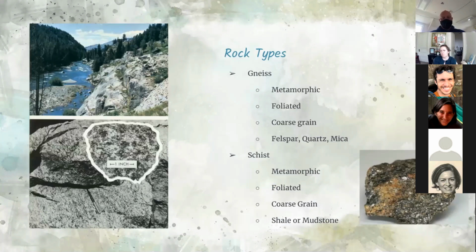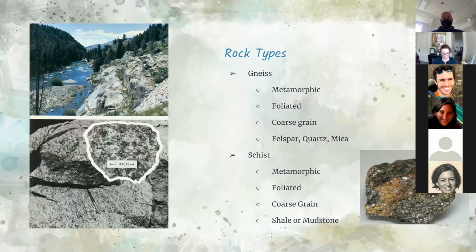There are lots of different types of rocks in Yellowstone, but the two main ones we're going to focus on today are gneiss and schist. They're both metamorphic rocks, meaning they're formed from heat and pressure, and they are both foliated, meaning you can see the lines when you look at the rocks, and they are both coarse grained, meaning they're not smooth and the grains are a little bigger. Gneiss is made from feldspar, quartz, and mica, which are three different types of minerals. If you were here earlier and saw Travis and Ramsey's presentation, they talked more about that. And then schist is made from shale and mudstone.